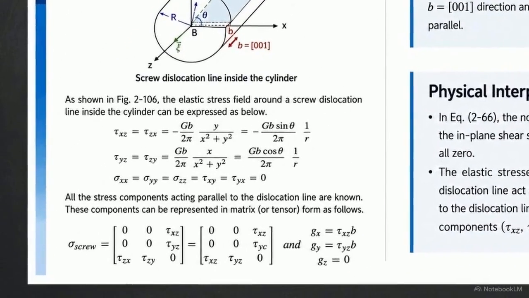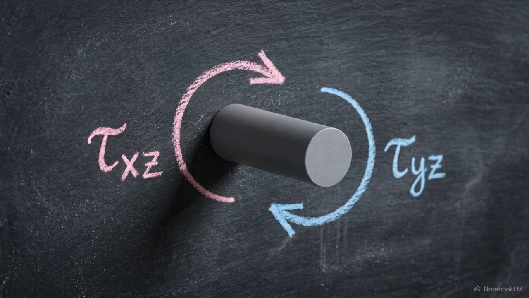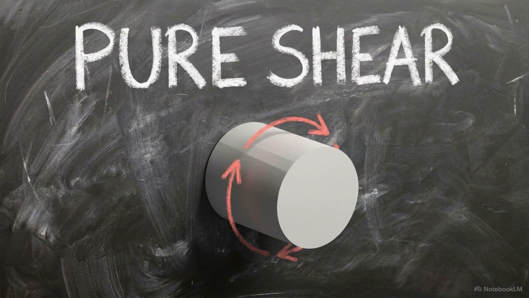This specific geometry generates a unique elastic stress field in the surrounding crystal lattice. The equations for this stress field show that the normal stress components, sigma xx, yy, and zz, are all zero. This means the stresses acting around a screw dislocation consist solely of the shear components, tau xz and tau yz. The parallel geometry effectively removes normal stress from the calculation, creating a purely shear-driven environment for our derivation.